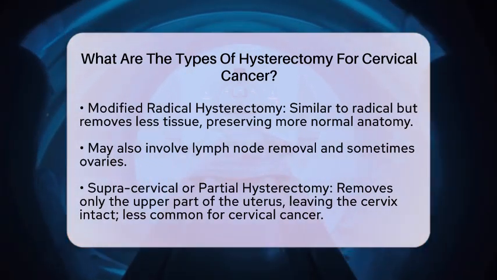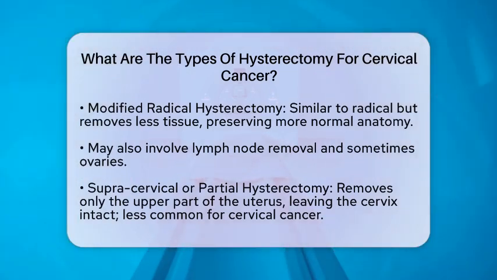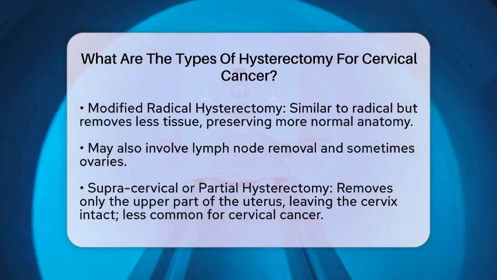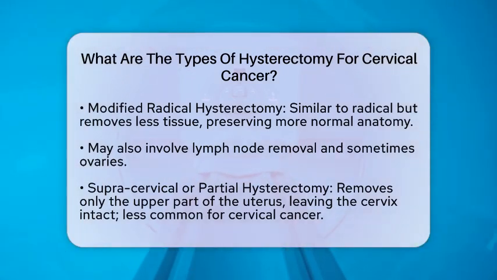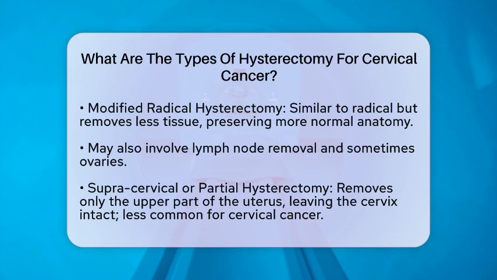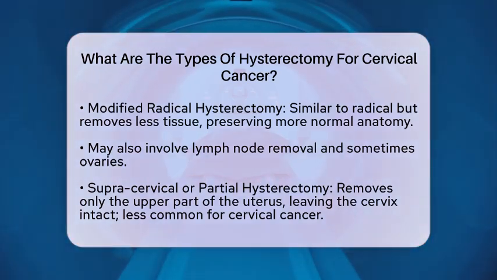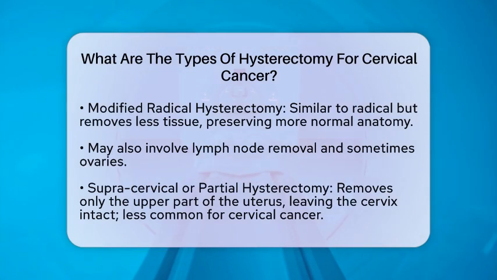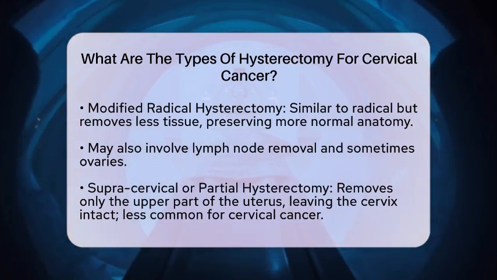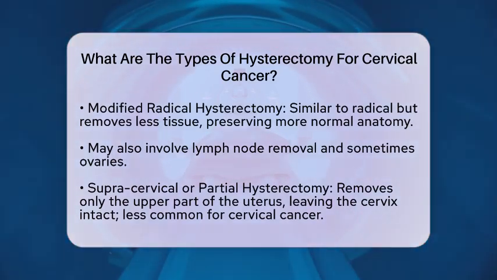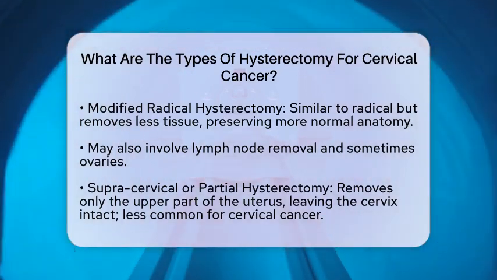Lastly, there is the supracervical or partial hysterectomy. This type removes only the upper part of the uterus while leaving the cervix intact. However, it is less commonly used for cervical cancer treatment since the cervix is where the cancer typically originates. In addition to these types of hysterectomy, lymph node removal is often performed alongside radical or modified radical hysterectomy to check for any cancer spread.